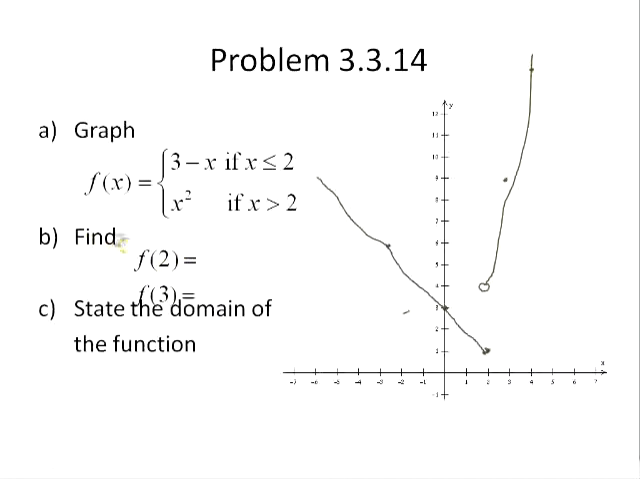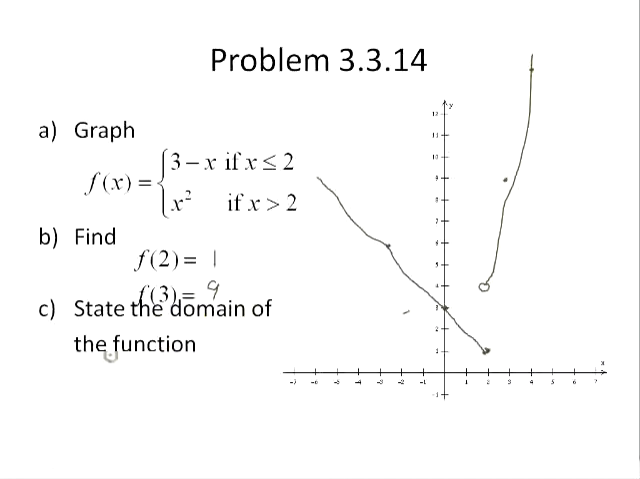The next part, part B, we want to find f of 2. For f of 2, I'm going to take not this part of the function, but this part, because this is where we have the equal to 2. So at x equal to 2, we get a value of 1. So f of 2 is equal to 1. That corresponds to our point that we had over here. If x is equal to 3, that corresponds to this portion of the function because 3 is greater than 2, so I take 3 squared and we get a value of 9.